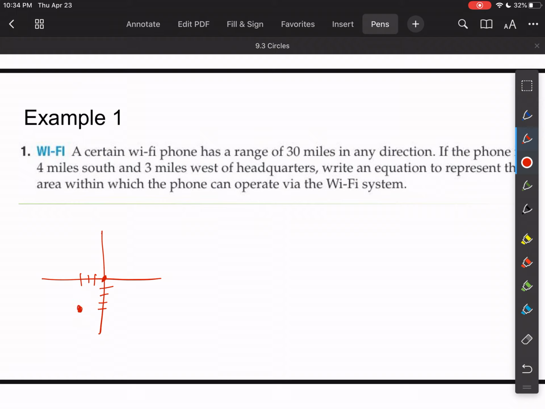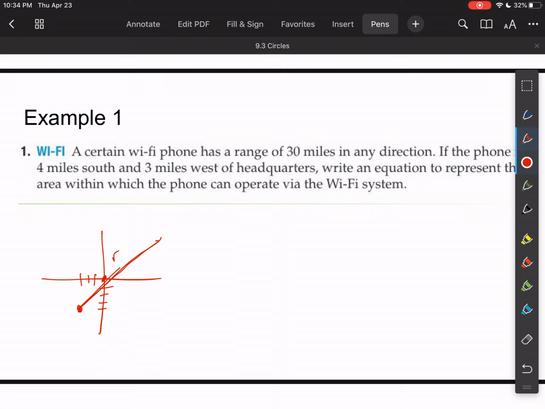It says write an equation to represent the area within which the phone can operate via the Wi-Fi system. So it has a 30-mile range in any direction. So from this point, we can go 30 miles in any direction, right? So I'm going to call that distance there the radius of the circle. So to come up with an equation for this, I'm simply going to modify the center of the circle with my h and k.